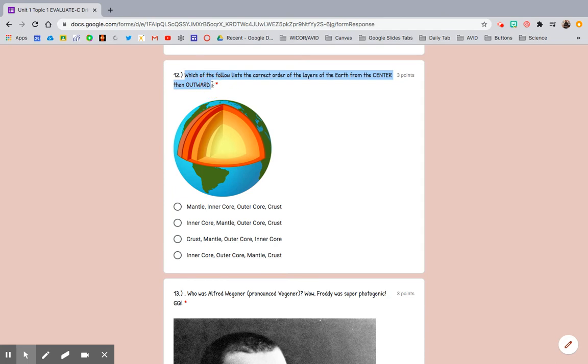Okay, number 12, which of the following lists the correct order of the layers of the Earth from the center outward? So from the inside out. Is the mantle on the inside, followed by the inner core, outer core, and crust on the outside? Is the inner core on the inside, followed by the mantle, outer core, and crust? Is the crust on the inside, followed by the mantle, outer core, and inner core? Or is the inner core on the inside, followed by the outer core, mantle, and crust? And don't forget, y'all, look at this picture up here to help you out.